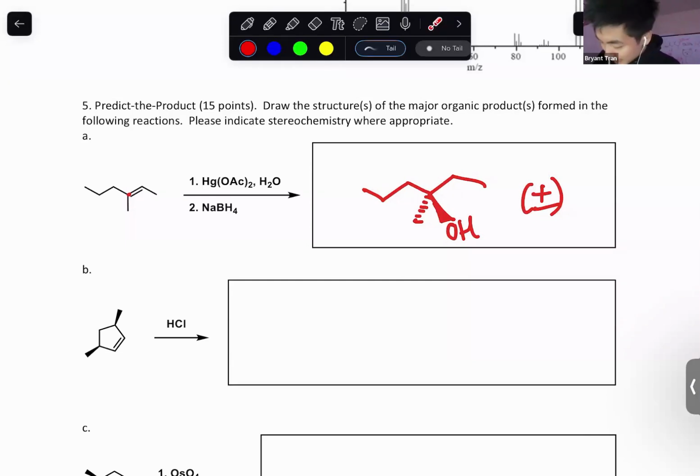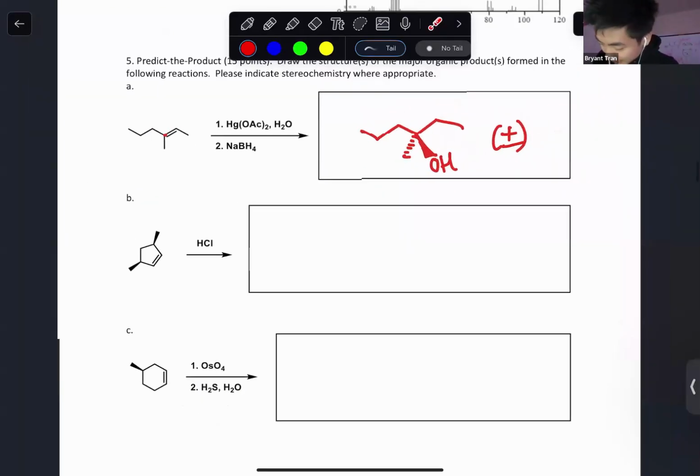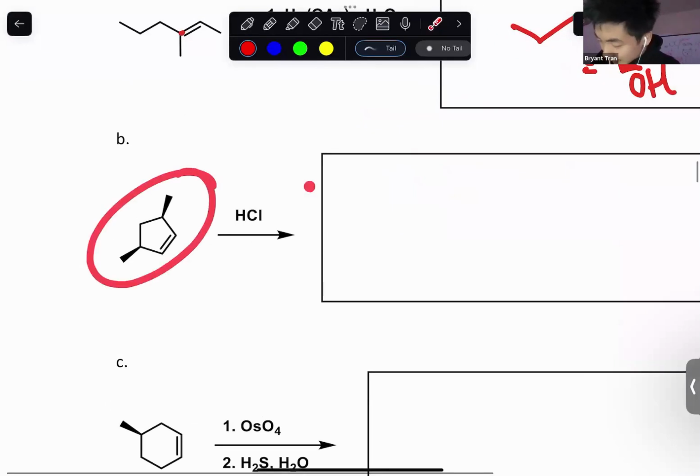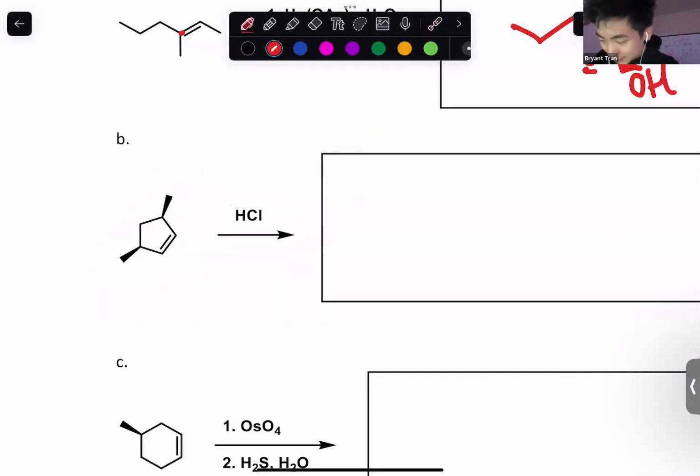Right. For the next one right here, we have this alkene reacting with HCl. This one is going to be a little bit complicated because we have 2 chiral centers here. This chiral center and this chiral center. If we reacted with HCl, it doesn't matter which carbon we form the carbocation or grab the H with, right? Because they're going to form the same carbocation.